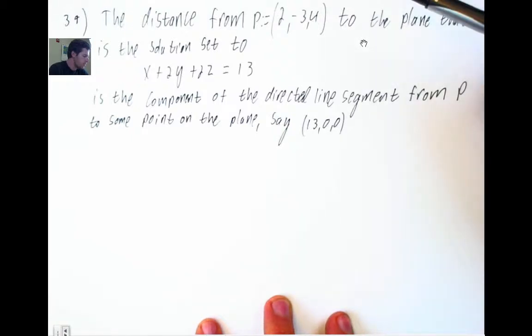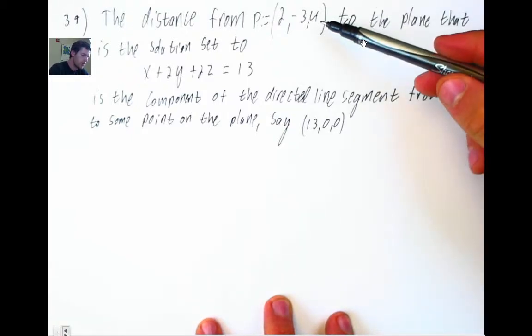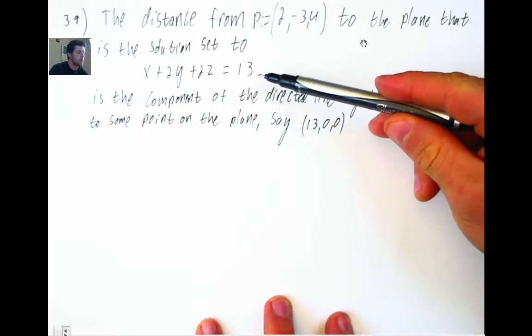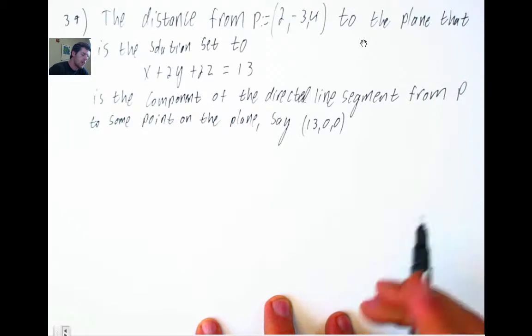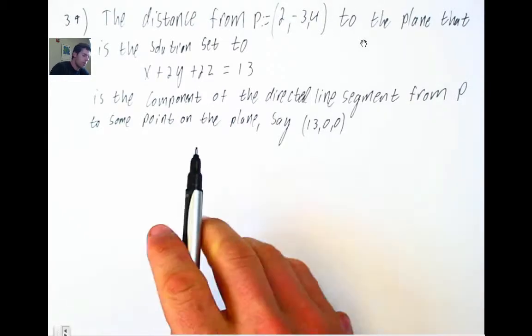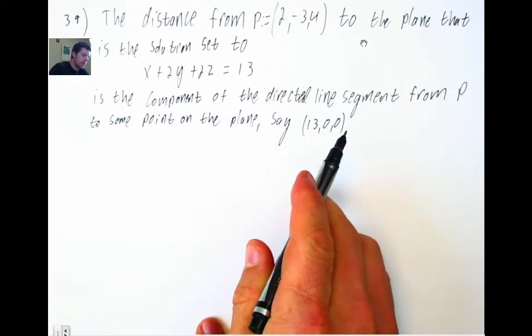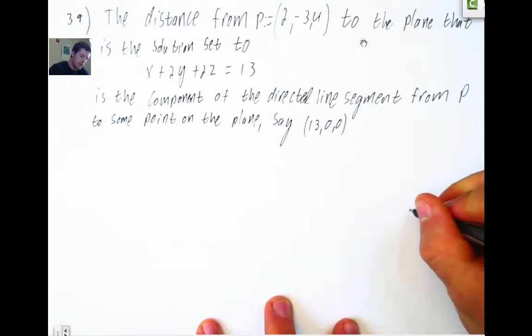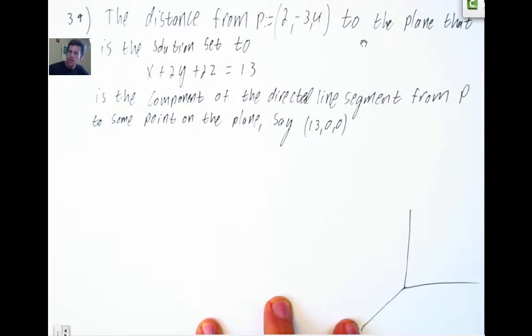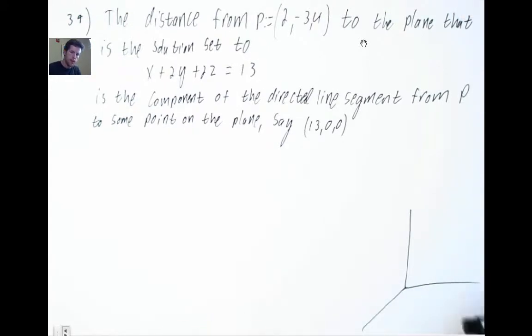I meant on problem 39 to find the distance from a point to a plane, where the plane is described as the solution set to some algebraic equation. And I'm thinking that that distance is the component of a directed line segment in some direction. To remind myself, let me draw a plane out here in 3 space.